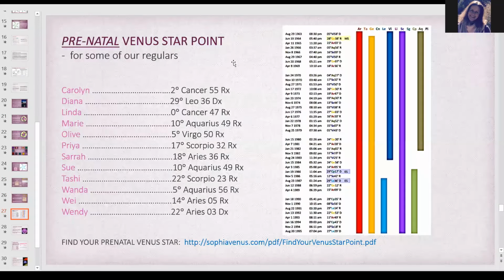So I drew up some of the prenatal Venus star points for some of our regulars here. So Carolyn, your prenatal Venus star point is at 2 degrees Cancer, retrograde, which makes her the morning star. Diana, 29 Leo. Myself at 0 Cancer. Marie, 10 Aquarius. Olive, 5 degrees Virgo. Priya, 17 degrees Scorpio. Sarah, 18 degrees Aries. Sue, 10 degrees Aquarius. Tashi, 22 degrees Scorpio. Wanda, 5 degrees Aquarius. Wei, 14 degrees Aries. And Wendy, 22 degrees Aries.